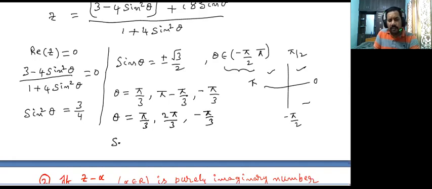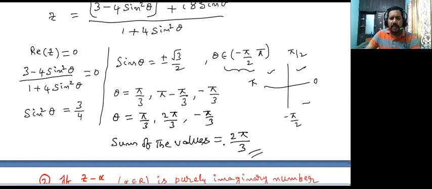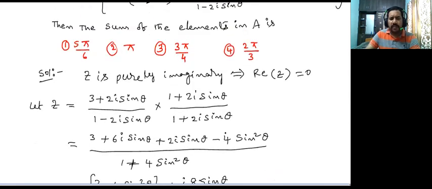Sum of the values. They are asking sum of the values of theta. Add all three terms. Minus pi by 3 plus pi by 3 is going to cancel. Final answer, you will get 2 pi by 3. So observe that. Which option is correct? Fourth option is correct.